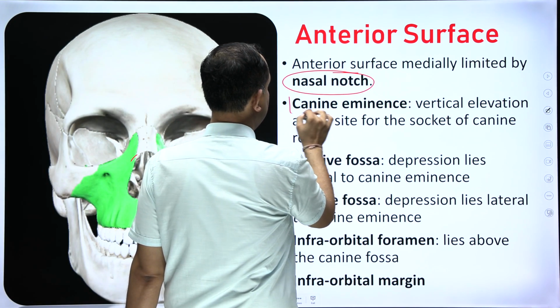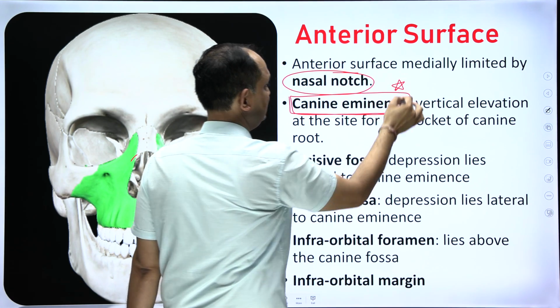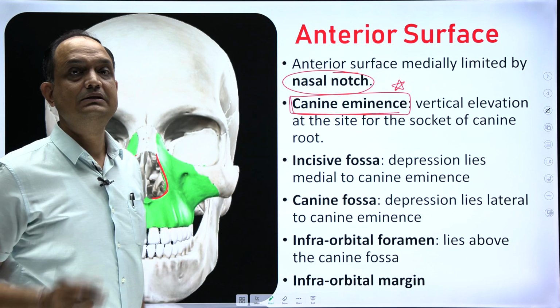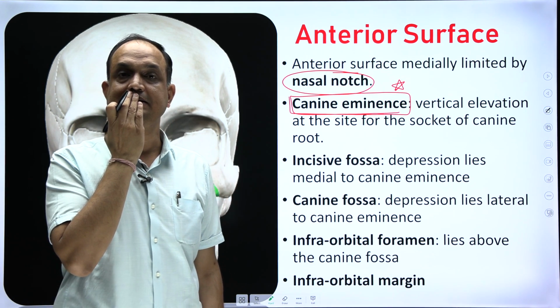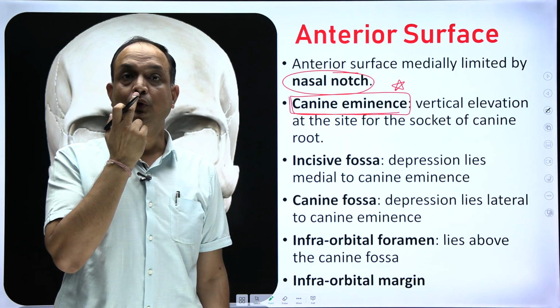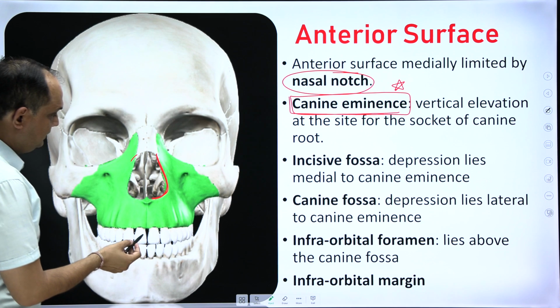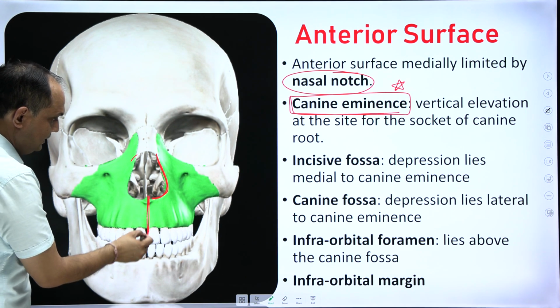Now there is a very important landmark seen on the face, and that is known as canine eminence. When you look at the teeth, we start with the incisors, then the canine, then the premolars and molars. There are two incisors and a single canine. When you count, this is your midline.